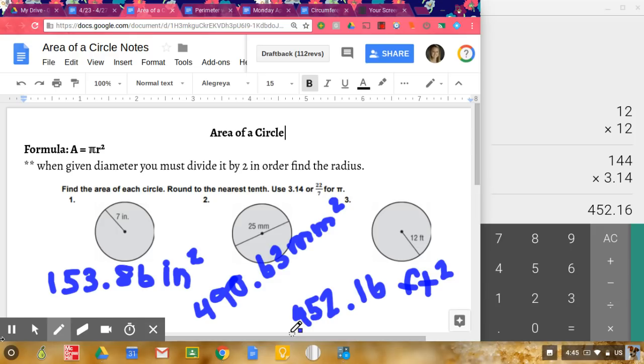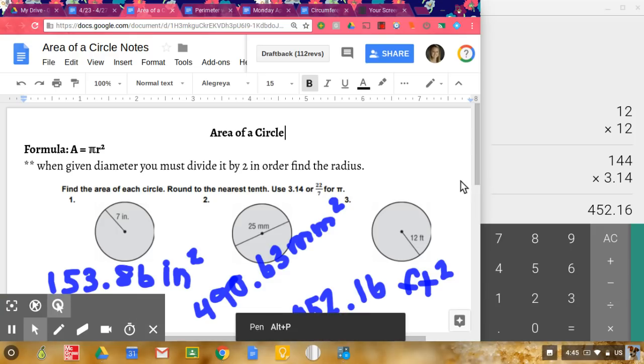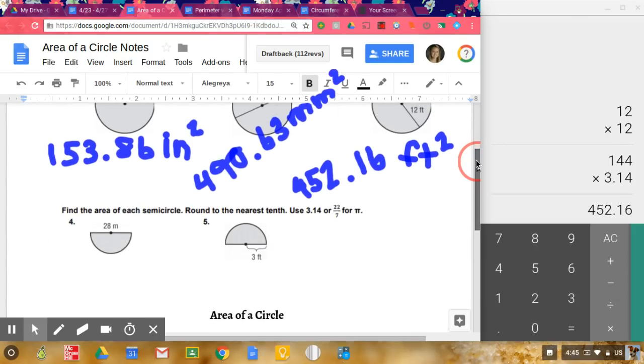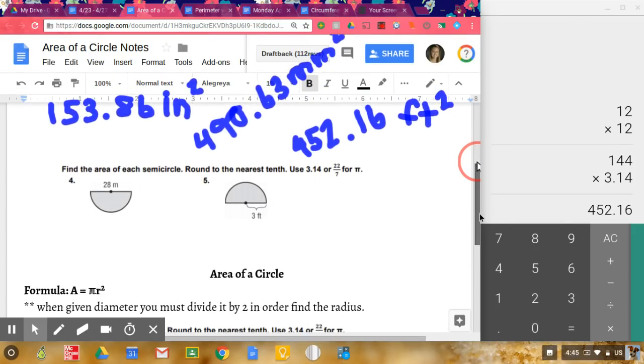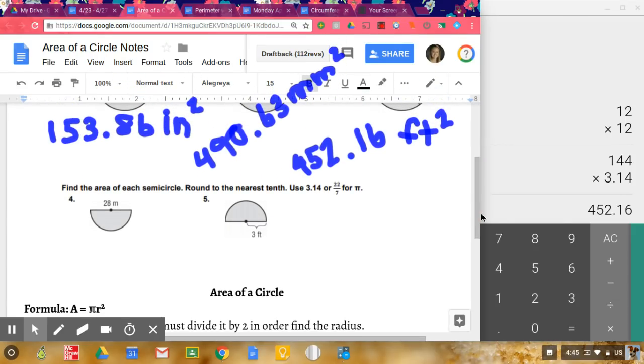Okay, scroll down. The bottom has to do with semicircles. And if you're looking at it, you can see a semicircle is half of a circle. So we're going to take the same formula, we're going to do the same steps, and then at the end we have to divide it by 2 because it's half. This is half of a circle.